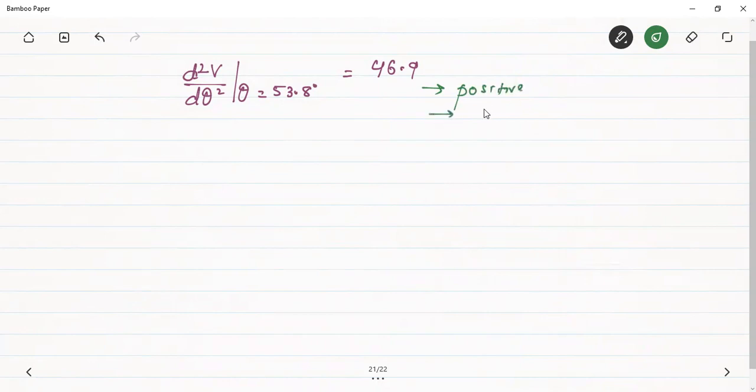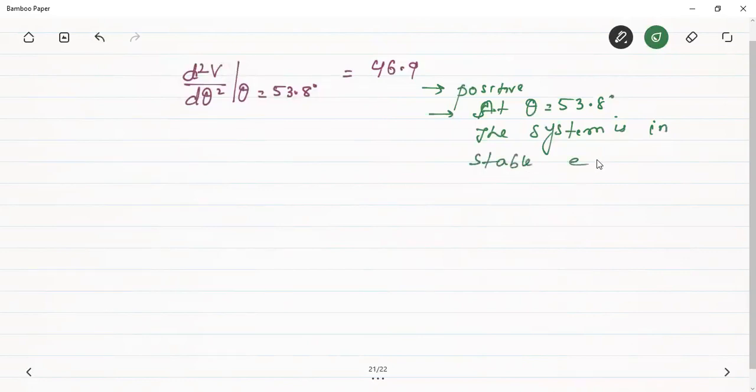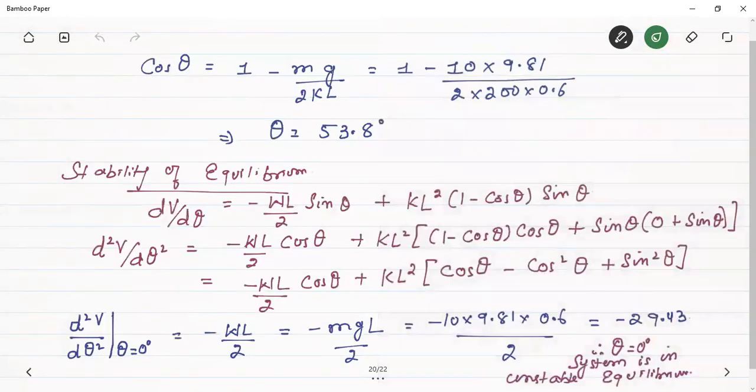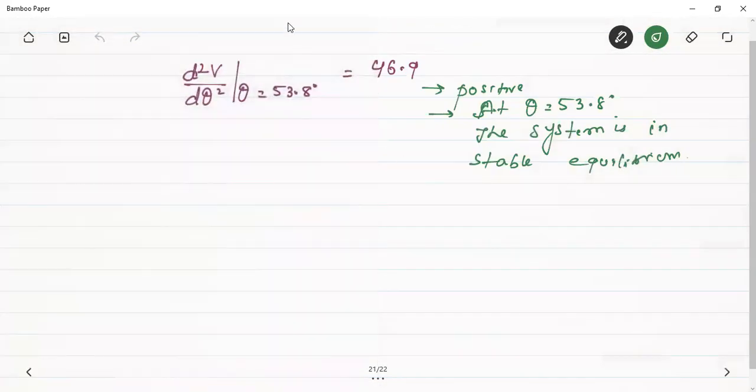and this indicates that at theta is equal to 53.8 degrees, the system is in stable equilibrium. Okay, so the previous value corresponded to the unstable equilibrium, and this value is corresponding to the stable equilibrium.